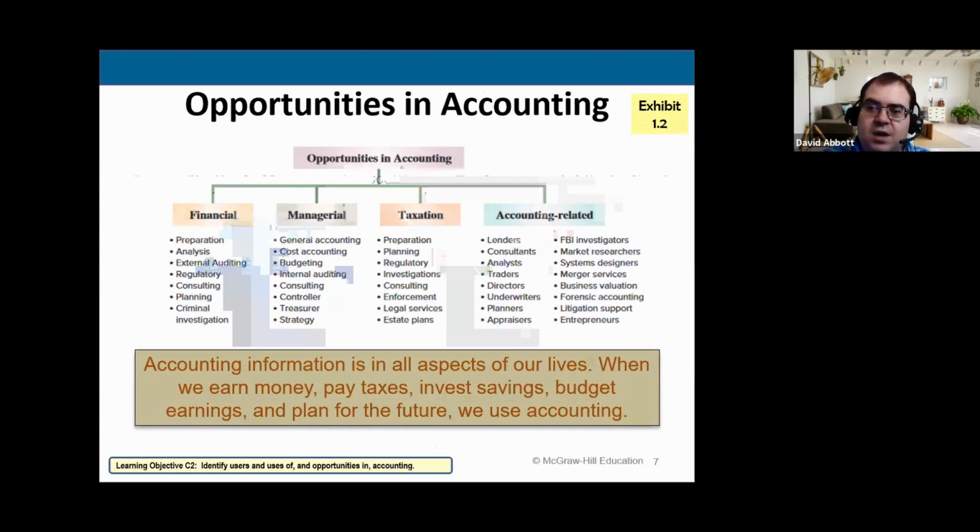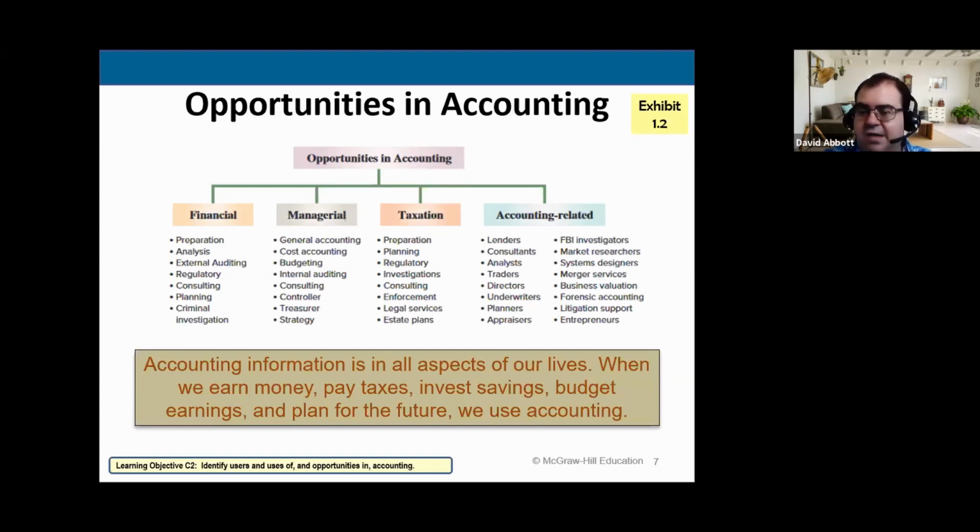Accounting information is in all aspects of our lives. When we earn money, pay taxes, invest savings, budget earnings, and plan for the future, we use accounting. Even personally, we have to do that. You get your check, and each month you have to pay your mortgage or your rent. You have to make sure to save enough for food and for gas for the car for the week or the month.